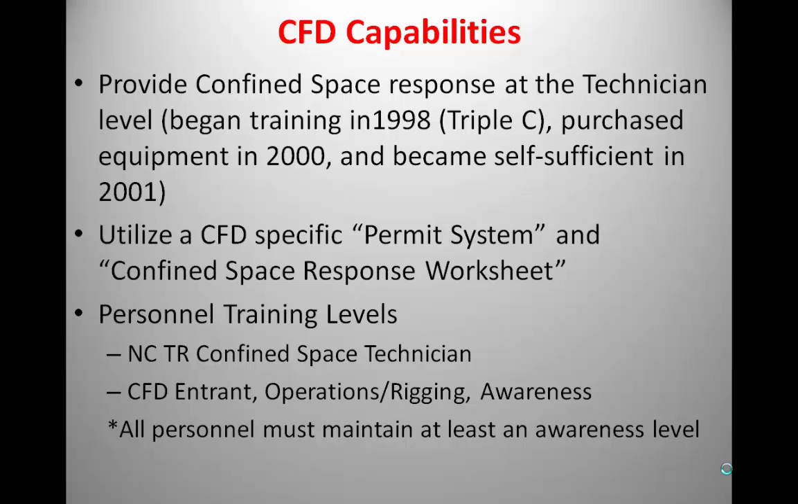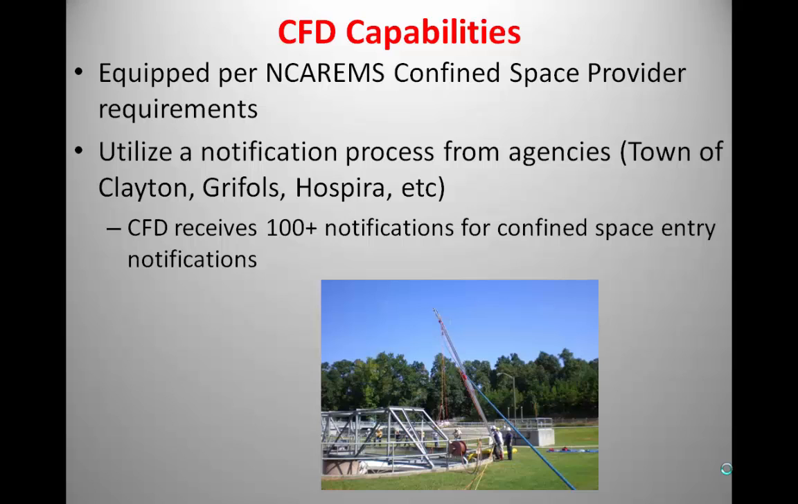As a Clayton Fire requirement, we require all personnel to maintain at least an awareness level of training for confined spaces. We are equipped with the North Carolina Association of Rescue and EMS as a confined space provider. And with that being said, if you're doing apparatus checkoffs, specifically the rescue truck, and you see certain equipment missing that is marked with an asterisk, bolded or otherwise noted, definitely let somebody know, because it's marked for any equipment that is needed and needs to be passed on that is missing.